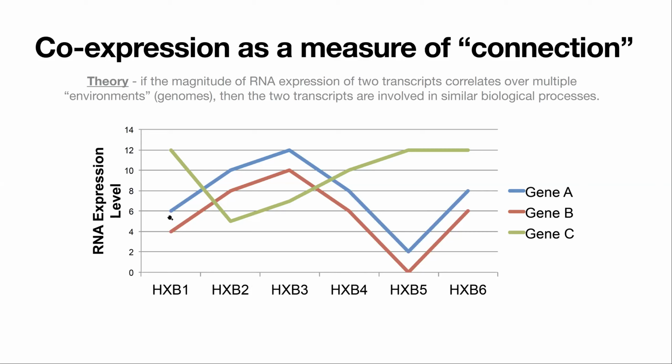So if gene A is high or low in a particular strain, then gene B tends to be low in that same strain. So in this toy example, the blue gene and the red gene tend to differ in a similar manner across all the strains. So we're hypothesizing that they may be involved in similar processes. They may have a similar method of transcriptome control. Whereas the green gene here does not follow any of the similar patterns as the other genes.